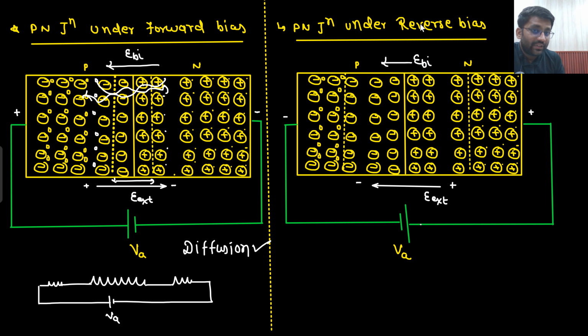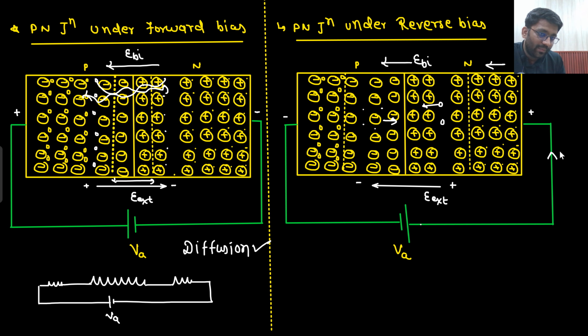But because of this stronger electric field, there are some minority carriers, no? Here there are some electrons, here there are some holes. So because of this stronger electric field, some holes will be moving here and some electrons will be moving here. So they are drifting. This hole is drifting here, and the electron is drifting here. That means there will be a current. There will be a current in which direction? In this direction.